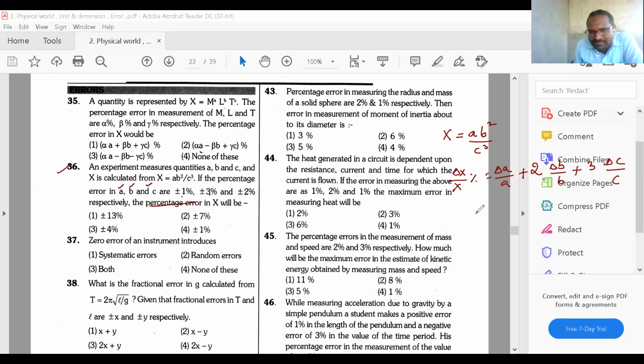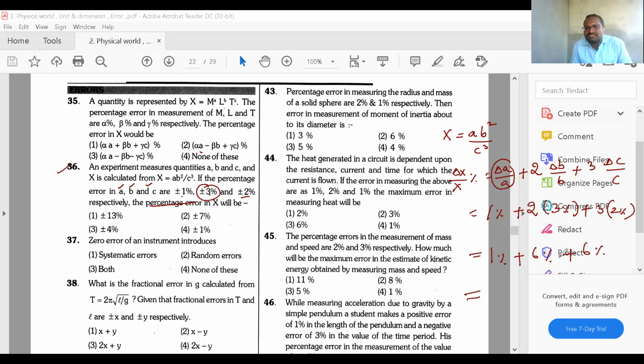That's it. So percentage error in A is 1%. So 1% plus 2 times percentage error in B, which is 3%, so 3% twice is 6%, plus 3 times percentage error in C, which is 2%, 3 twos are again 6%. Total is 6 plus 6 is 12, plus 1 is 13%. Yes, 13% is the right answer.